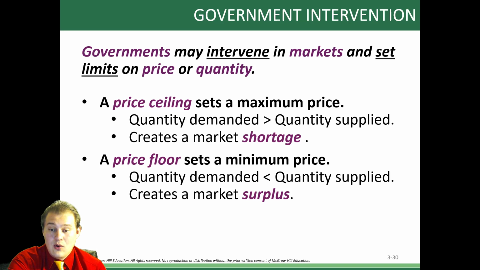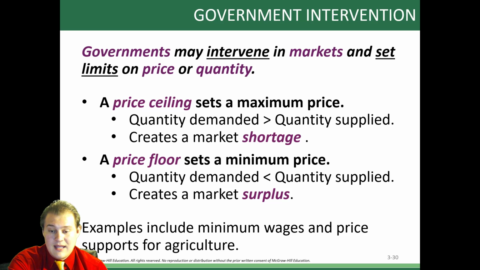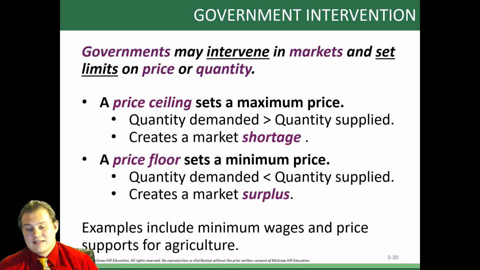A price floor is a minimum price, so you're standing on it. You can't go below a floor. If you're in a house, you can't go below the floor unless you're causing damage or found some special secret passage, okay? Quantity demanded is less than quantity supplied, and that's going to create a surplus. And this is where the government is price setting, okay? Examples include minimum wage and price supports for agriculture.